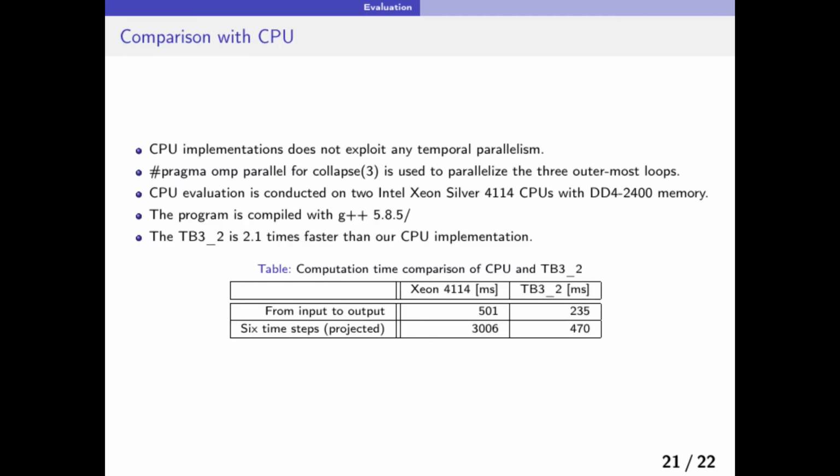We also ran a naive CPU implementation using OpenMP to parallelize the 3 outermost loops, which corresponds to computing target buckets in parallel. We didn't make an implementation that used the cache as much as possible to reduce the latency of the computations. The evaluation is conducted on 2 Intel Xeon Silver processors. The FPGA implementation TB3-2 is 2.1 times faster than the one conducted on CPU.